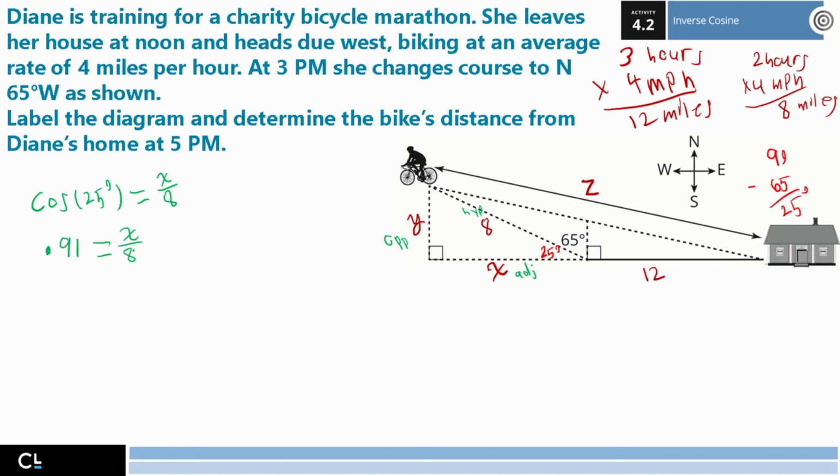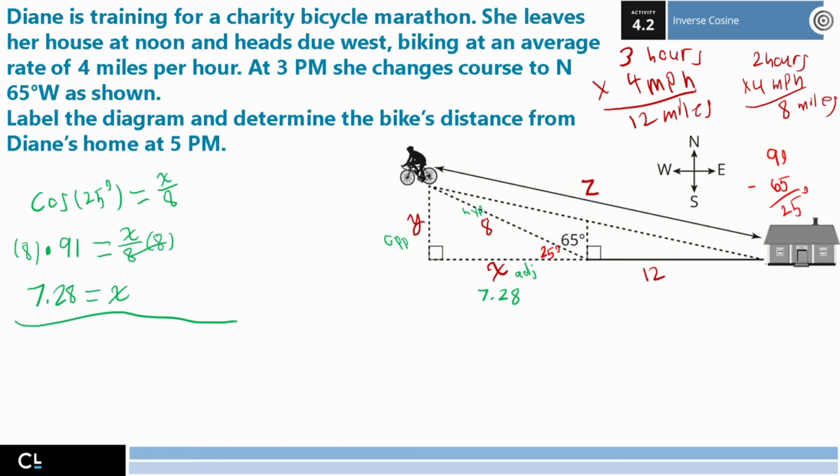And we have to get rid of the 8 here. So we're going to multiply both sides by 8. That's going to give me X on my right side. And here we just multiply these two numbers: 8 times 0.91. It's going to give me 7.28. That's important. So X is equal to 7.28.